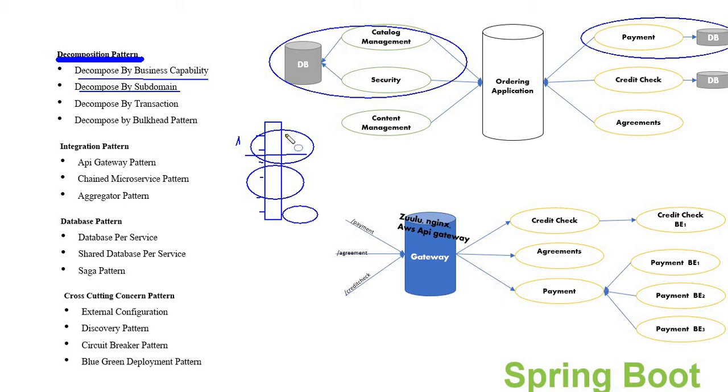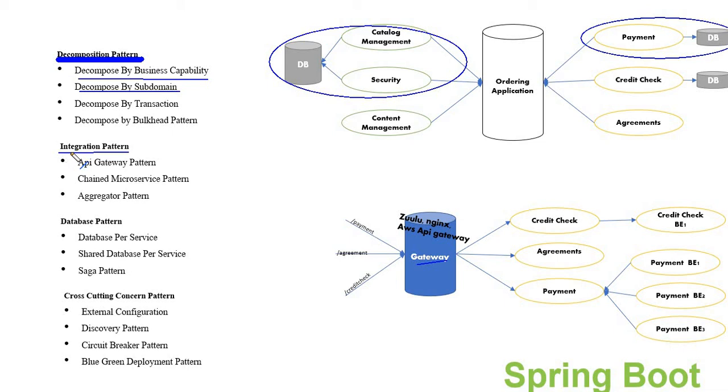The reason behind that is to improve the fault tolerance mechanism. This way, in case the payment microservice is down, I can still serve the clients who need information from credit check or from agreement. That is why we can assign the connection pool to different services.